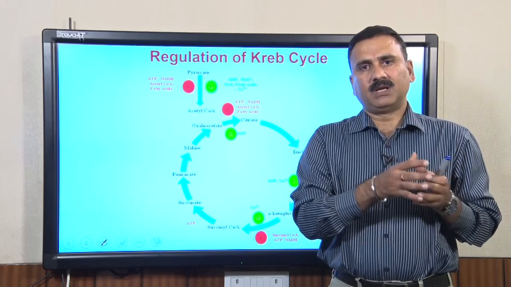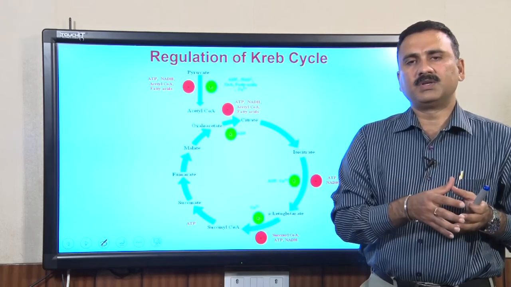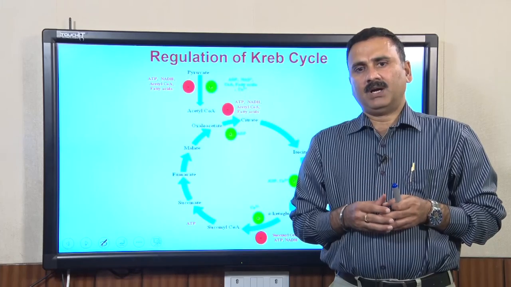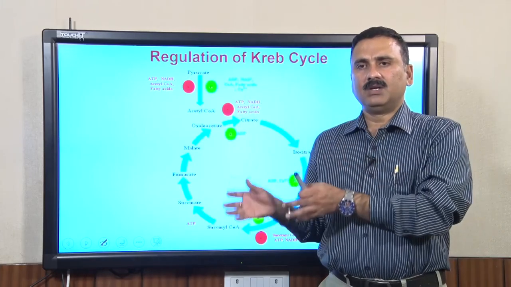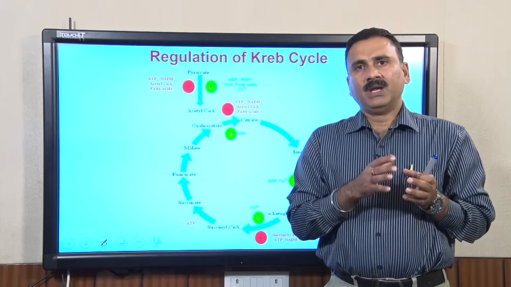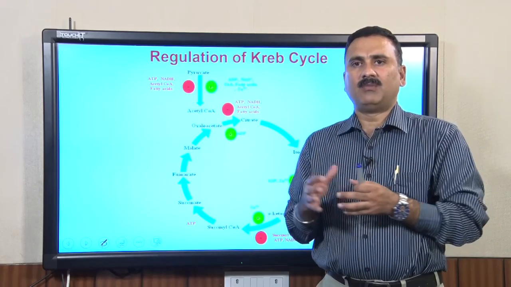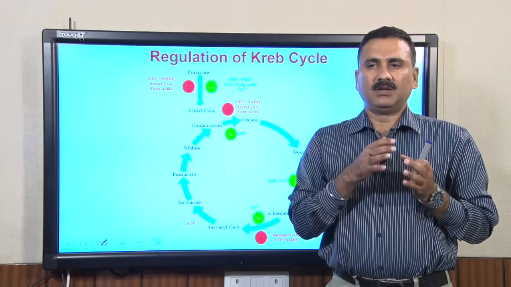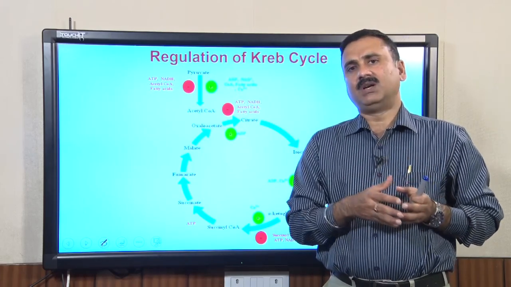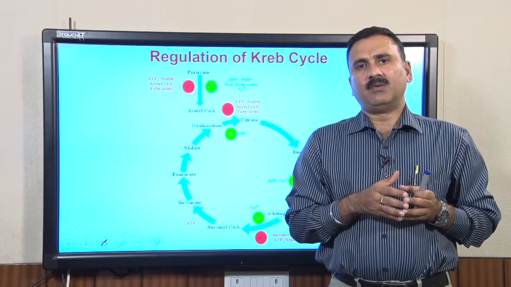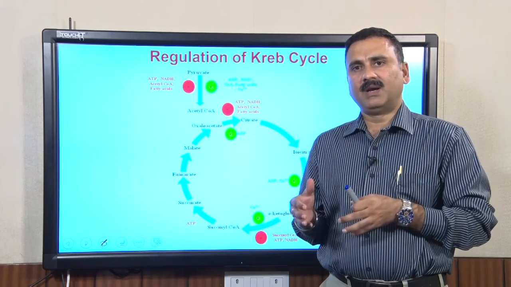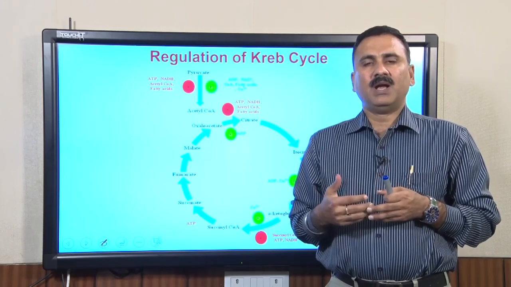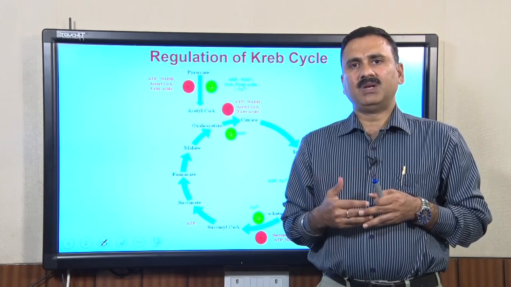Just after glycolysis, where glucose is broken down and converted into pyruvic acid, the pyruvic acid enters into the mitochondria, and then it enters the central metabolic pathway, which is called the Krebs cycle. In the Krebs cycle, the pyruvate generated from glycolysis is processed further, and several molecules of NADH, FADH2, as well as a molecule of GTP are generated.